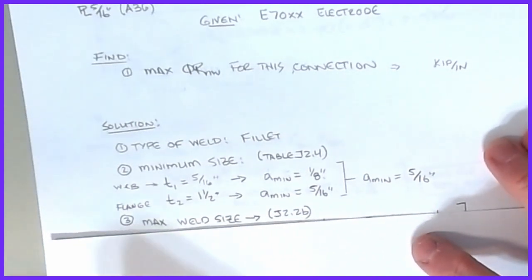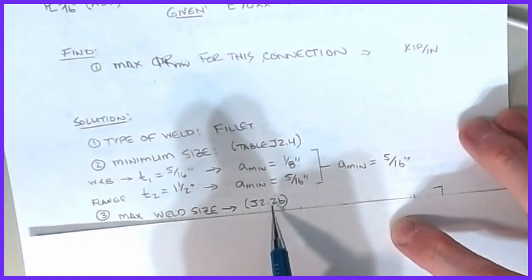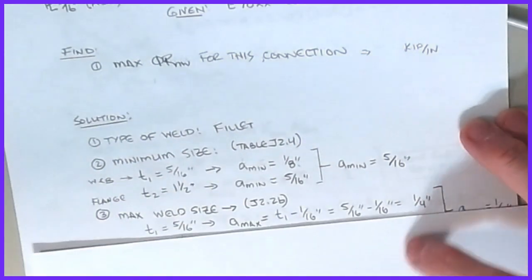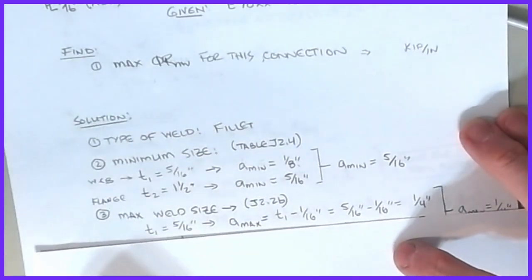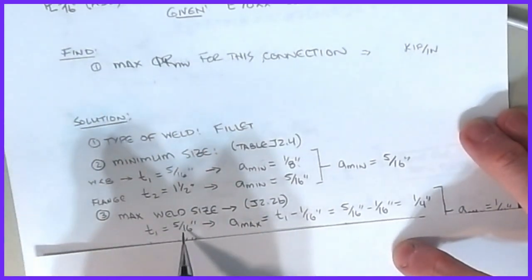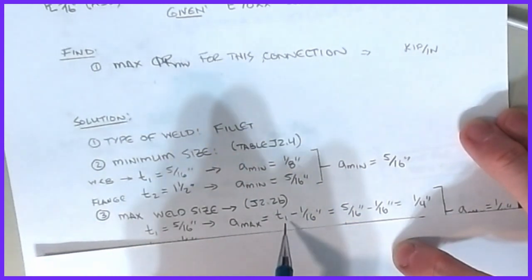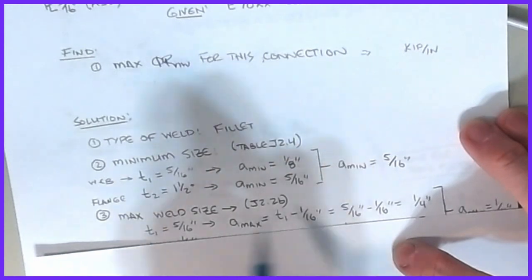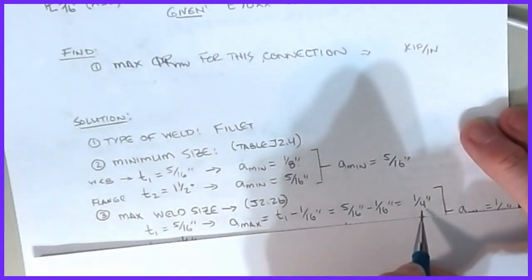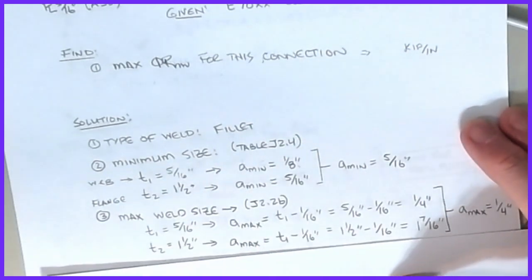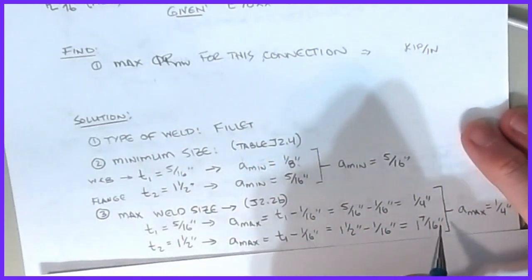Okay, the maximum weld size was located in the text in the same section, J2, and then we're looking at item 2B. What it says is that for our plate T1, which was the 5/16 plate, because of its size, being greater than 1/4 of an inch, the maximum weld size I can do is the thickness of the plate minus 1/16 of an inch. So that tells me that my maximum for that one is 1/4 of an inch. And then for T2, the 1.5" plate, the maximum is going to be 1 7/16.